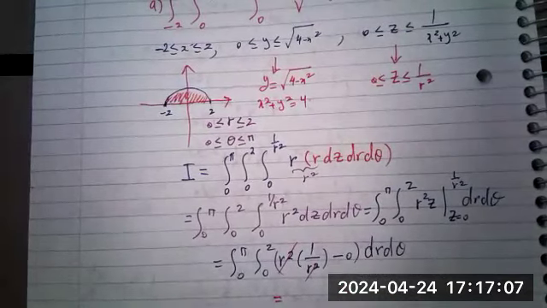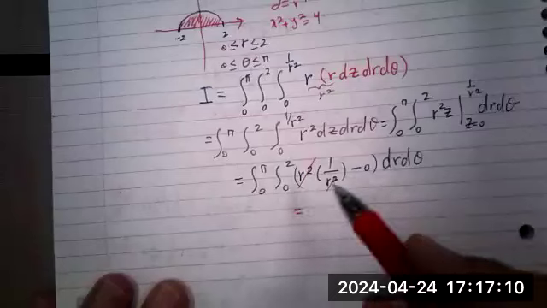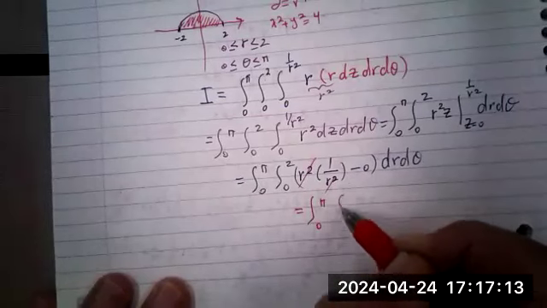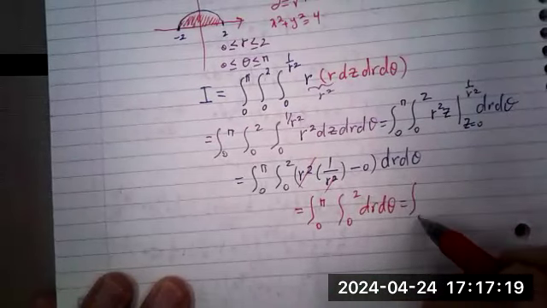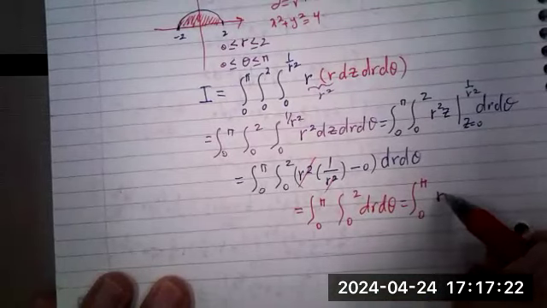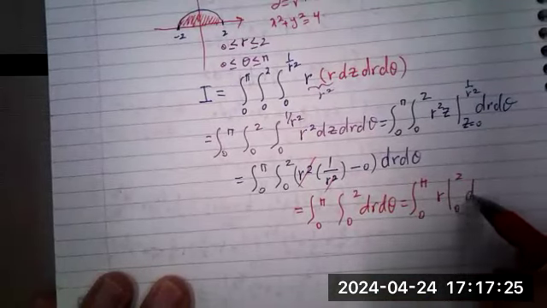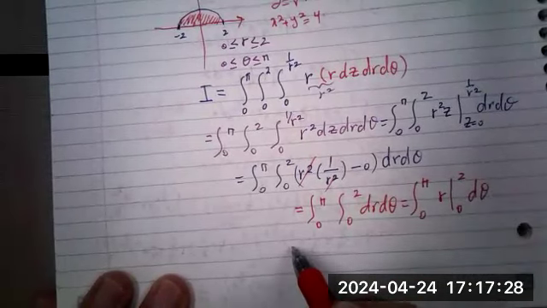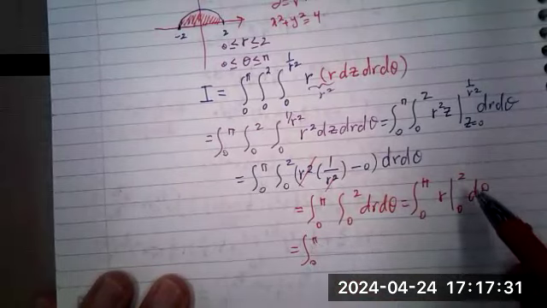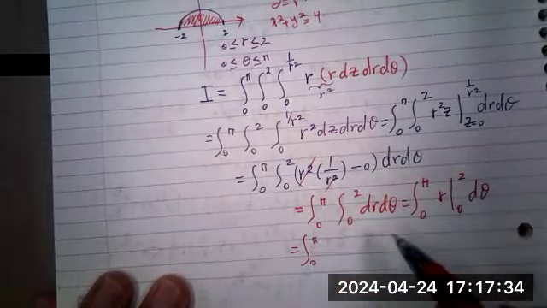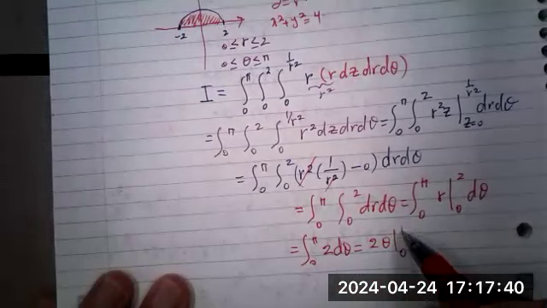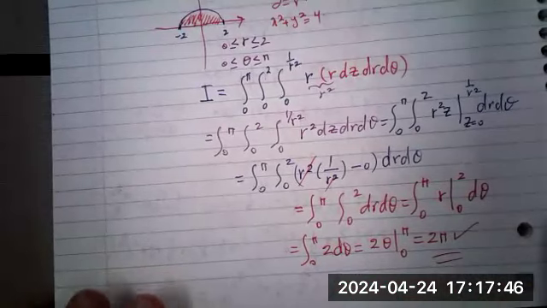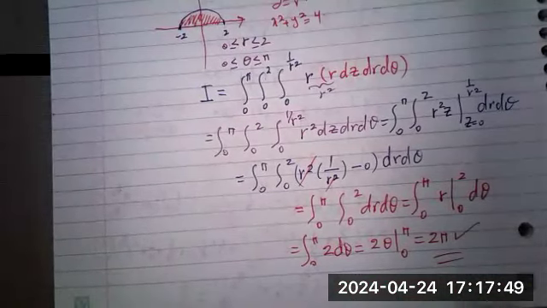So we get the integral from 0 to pi, 0 to 2, just dr d theta. It's easy to operate. That gives you just r from 0 to 2, then d theta. So that gives you 2 d theta from 0 to pi, which is 2 theta from 0 to pi. And if you substitute, that just gives you 2 pi. So the final answer is going to be 2 pi.